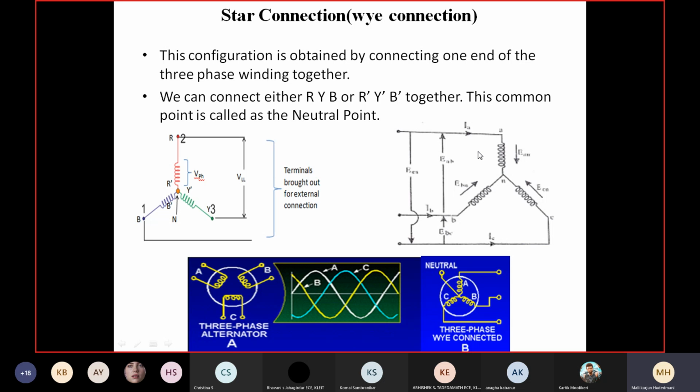Let us relate the value of EAB in terms of EAN and EBN, ECA in terms of ECN and EAN, and EBC in terms of EBN and ECN. What am I trying to do? I am trying to bring a relationship between line voltage and phase voltages. For that, I have to draw a vector diagram.